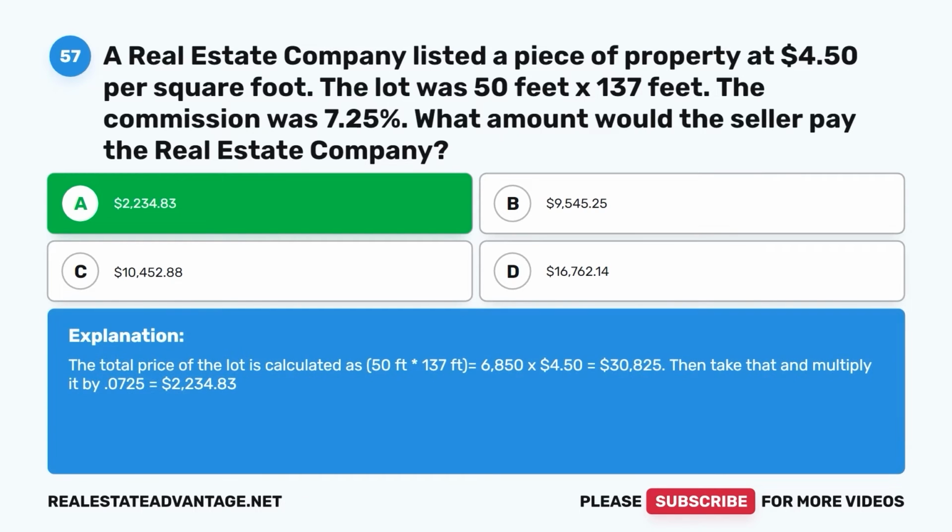$2,234.83. The total price of the lot is calculated as 50 feet times 137 feet equals 6,850 square feet, times $4.50 equals $30,825. Then take that and multiply it by 0.0725 equals $2,234.83.